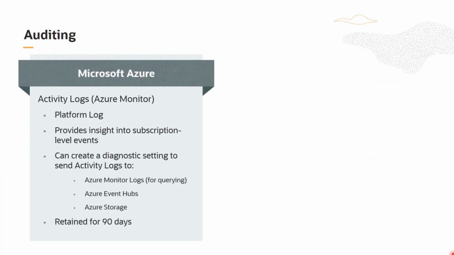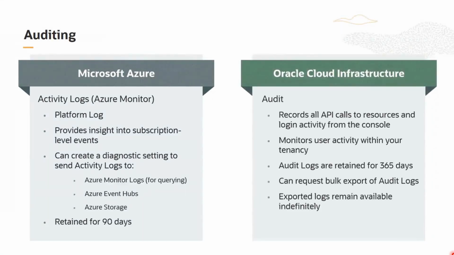Now let's have a look at auditing. Both Azure and OCI provide a service to record API calls. In Azure, it is a part of Azure Monitor service and is known as activity logs. And in OCI, it is known as audit service. In Azure, activity log provides insights into subscription level events.